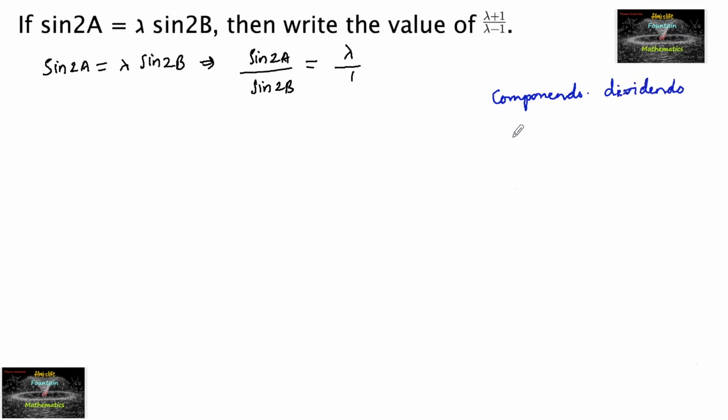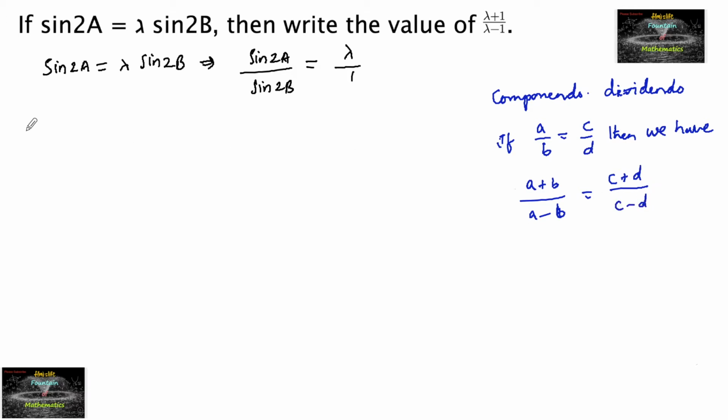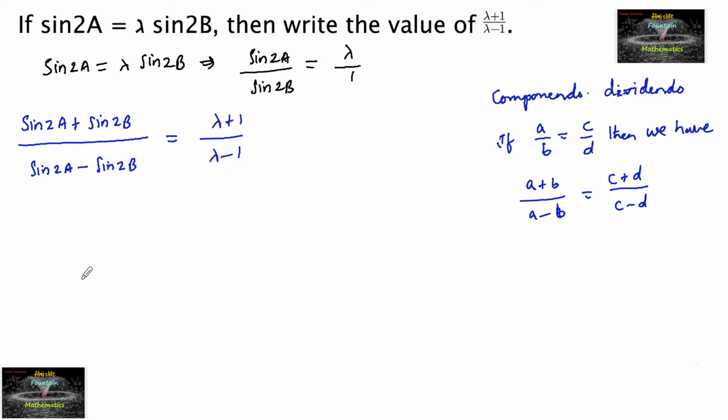Which states that if a by b is equal to c by d, then we have (a plus b) upon (a minus b) equal to (c plus d) upon (c minus d). So here let us apply. We have (sin 2A plus sin 2B) upon (sin 2A minus sin 2B), which equals (lambda plus 1) upon (lambda minus 1). So let's simplify the left side.